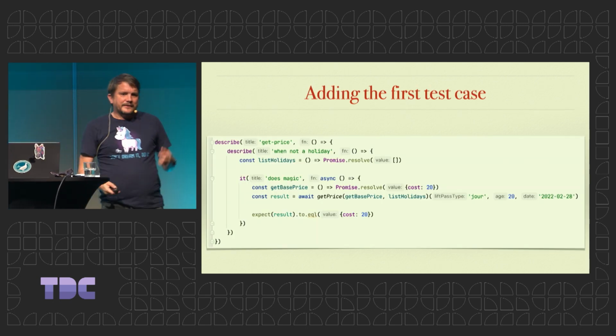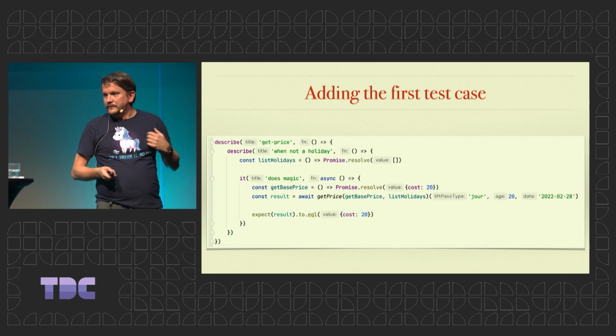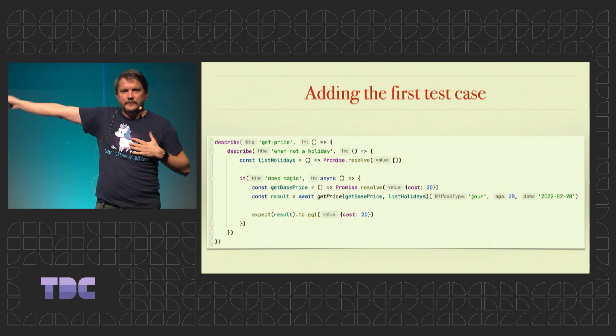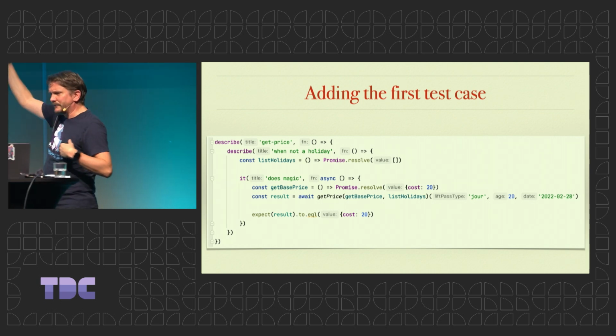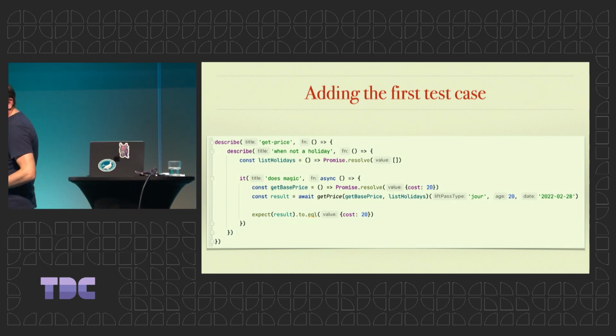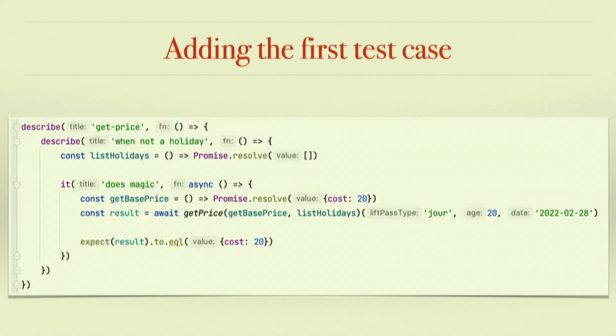So we start adding the test cases. Step 2, add test cases. Again, I haven't read the code. I just know it's a lift pass pricing, so it's about ski lifts. So what I do is I start thinking about concepts.